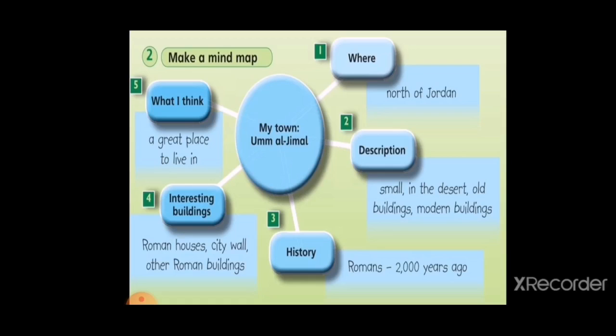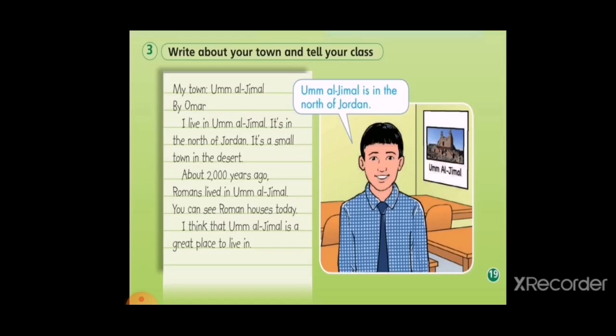After he made this mind map, he used these answers to write a short paragraph in the final step. Omar took these answers from the mind map and wrote a short paragraph about his town. My town, Jmal, by Omar. I live in Jmal. It's in the north of Jordan. It's a small town in the desert. About 2000 years ago, Romans lived in Jmal. You can see Roman houses today. I think that Jmal is a great place to live in.